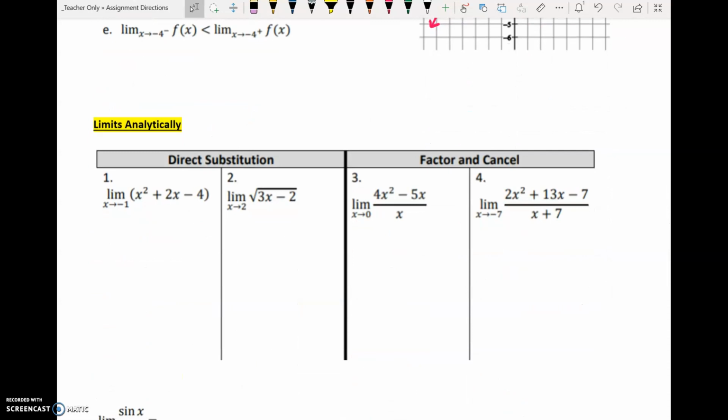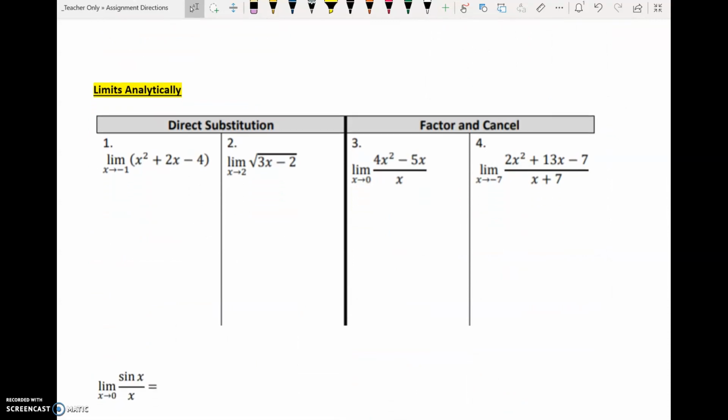Now let's look at some limits analytically or through functions. Just a reminder, when we are looking at the limits analytically, we can substitute the x value in, and that will give us the y value. So in this case, the limit as x approaches -1 means we're going to substitute -1 in for x, which gives us -1 squared plus 2 times -1 minus 4. And when we evaluate that, we get -5.